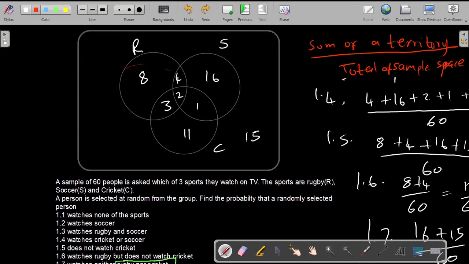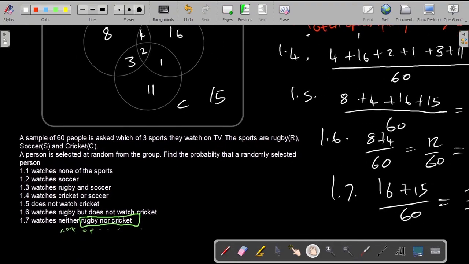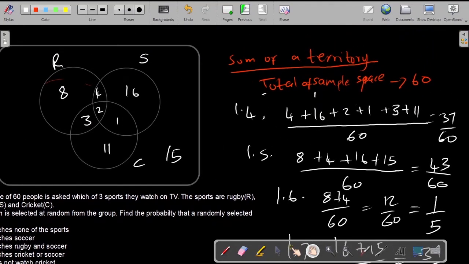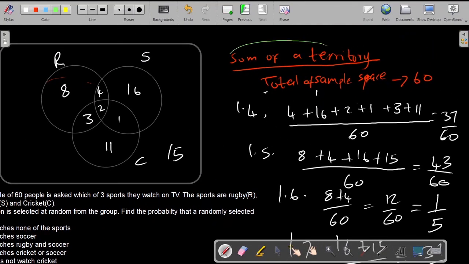Now let's say, for example, you were given a question and there was a missing number, then you'd have to find that missing number. So everything over here should add up to 45, and you'd maybe be asked to find the number which is missing, and that would be 15 on the outside. But in this case, everything was given to us and we just had to answer the questions. The way that you answer these types of questions is to just sum the territory, divide by the sum of the sample space.